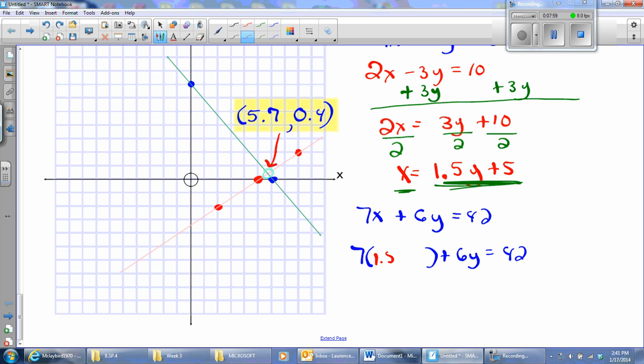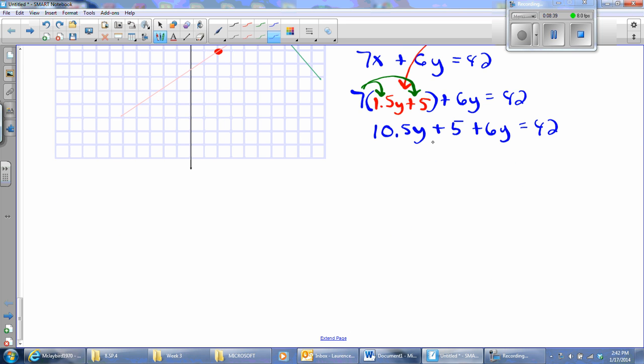1.5y plus 5. I know that they're the same. How do I know that? Well, I solved for x, and my work told me that x equals 1.5y plus 5. Now I'm going to distribute 7 times this and 7 times that. And so I'm going to end up with 10.5y plus 35 plus 6y, and that's going to equal 42.